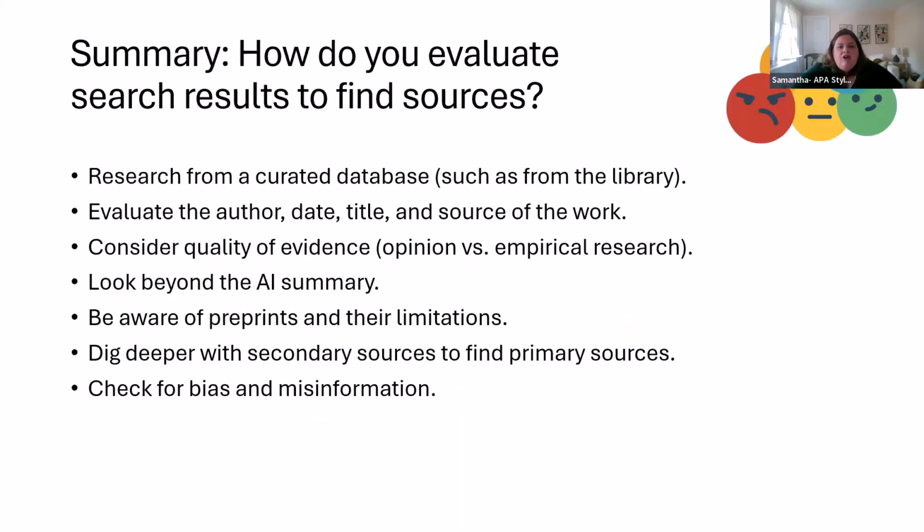So in summary, how do we make sure that we are using our search results to find really good sources? Our first tip is researching from a curated database, such as something from the library, evaluating the author, date, title, and source of the work, considering the quality of evidence, is it opinion or empirical research, looking beyond the AI summary, being aware of preprints and their limitations, digging deeper with secondary sources to find primary sources, and checking for bias and misinformation.